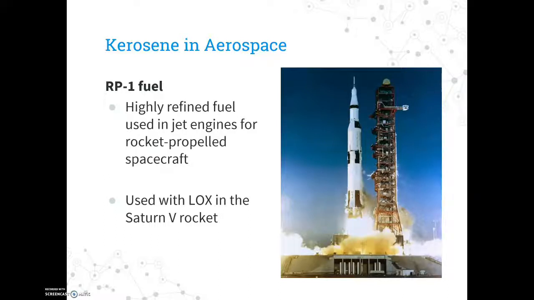Now, although RP-1 has a low specific impulse compared to liquid hydrogen, it costs a lot less, it's less explosive than hydrogen, which makes it safer, and it's stable at room temperature. In addition to being used in Saturn V, RP-1 has also been used in SpaceX's Falcon 9 rocket.